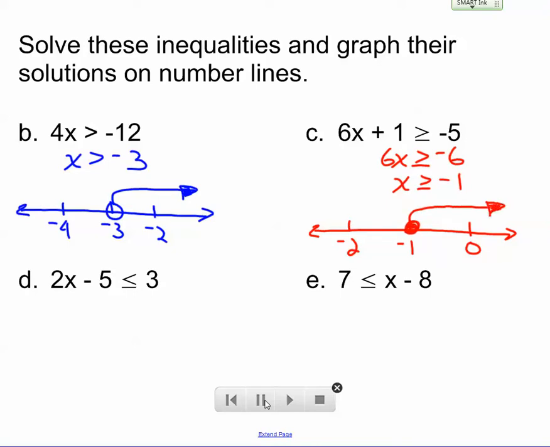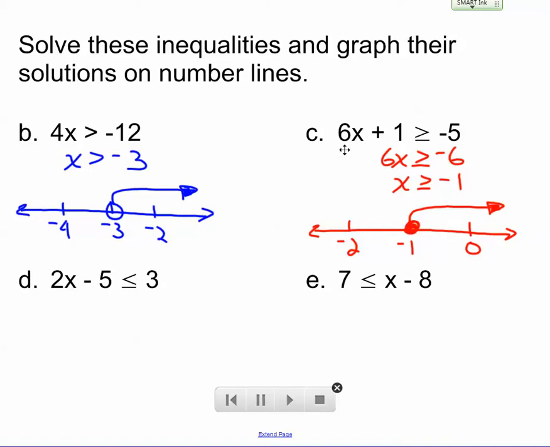Closed dot and an arrow to the right. So we're showing that all values to the right of -1, greater than -1, including -1, closed dot, should solve this inequality. So a number like 0: 6 times 0 is 0, and 0 plus 1 is 1. Is 1 greater than or equal to negative 5? Absolutely it is. But negative 2 will not work.